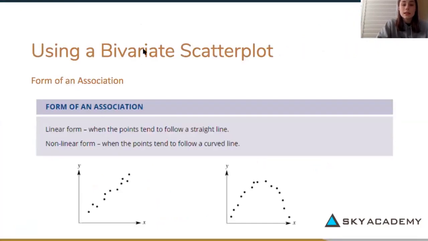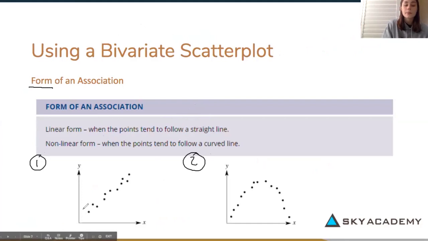This one is looking at the form, which was the first way we can describe a scatter plot. There are two forms of an association of a scatter plot. There's the linear form, when points tend to follow a straight line, and there's the non-linear form, when the points tend to follow a curved line. So if we have a look at the examples down below, 1 and 2.